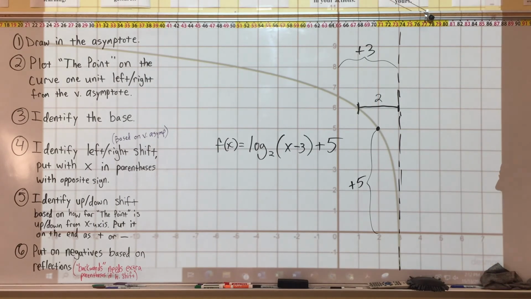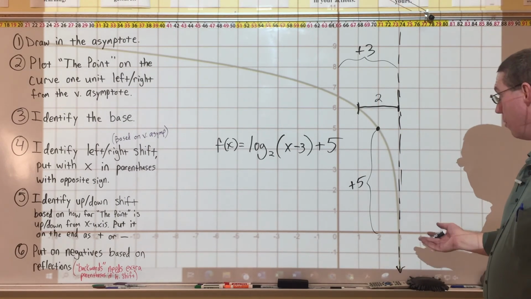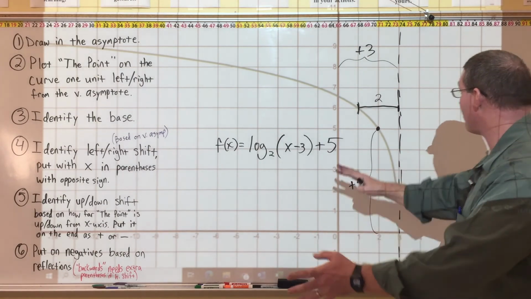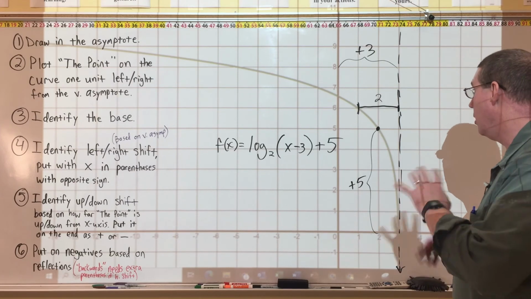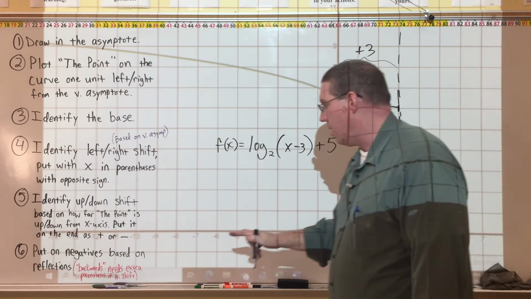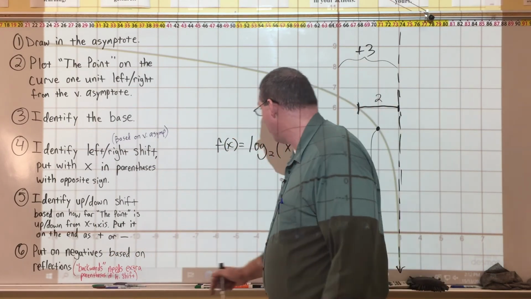Last thing we're going to do is put on the negatives based on the reflections. Vertical is going down, so that's normal. The curve is on the left side of the asymptote. That is not normal. That is backwards, and therefore this is going to get a negative on the x. It's backwards, and it has a horizontal shift, so it's going to need extra parentheses.